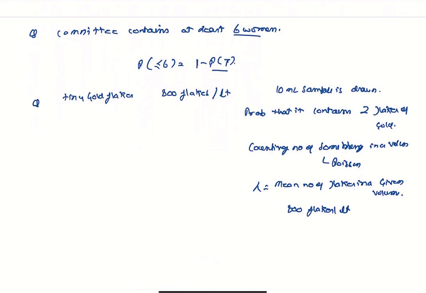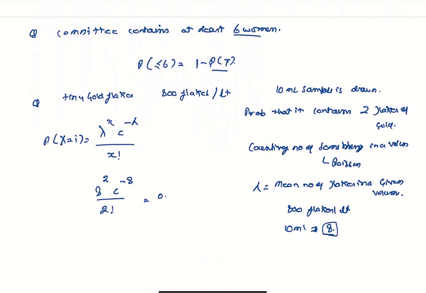How much is that in 10 mLs? It's going to be 8, right? So 8 flakes is the mean number. Now the probability of x is lambda to the power x times e to the power minus lambda, divided by x factorial, which is 8 squared because we want exactly 2 flakes, times e to the power minus 8, divided by 2 factorial, which is going to be 0.0107. There is about a 1% chance that we get 2 flakes in the sample.